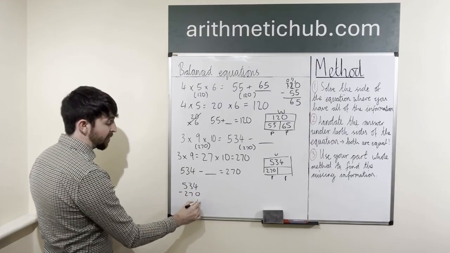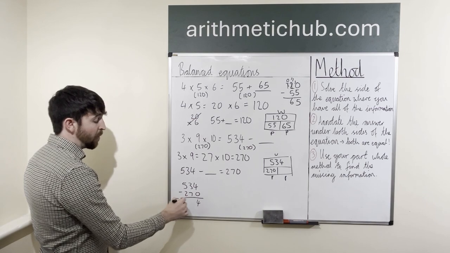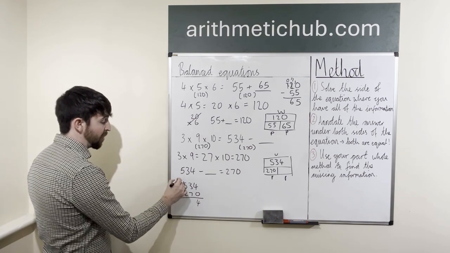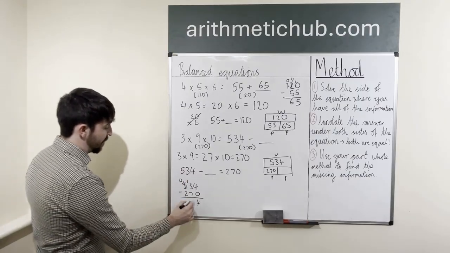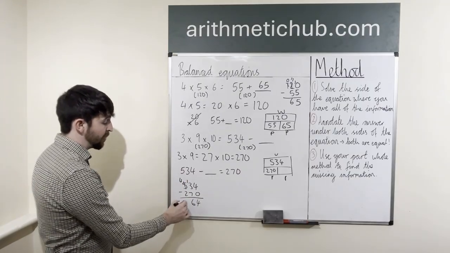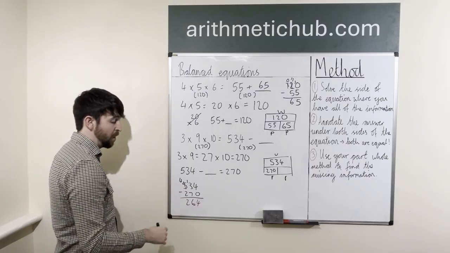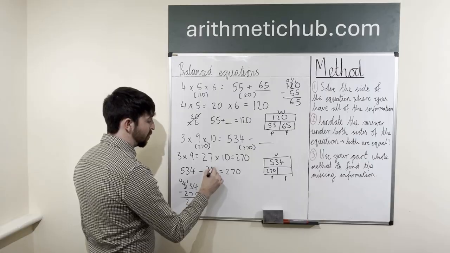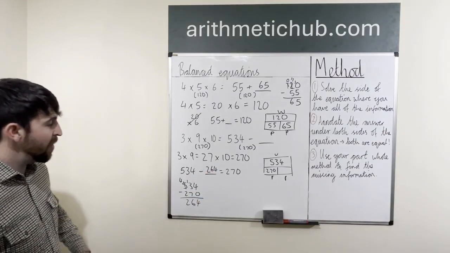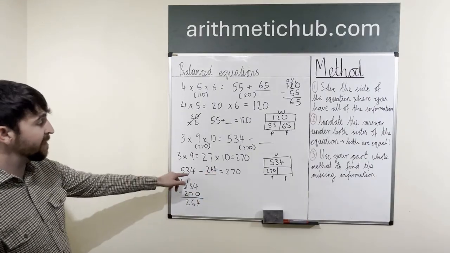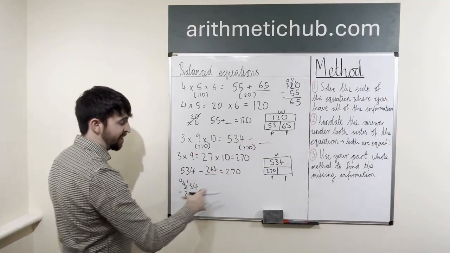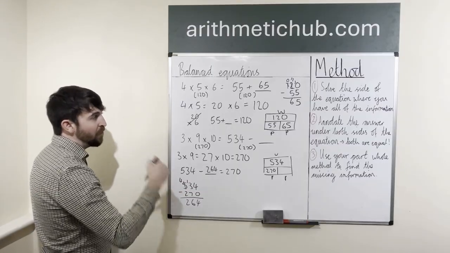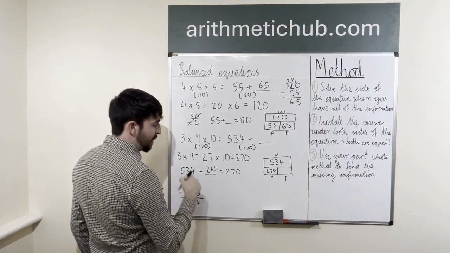4 take away 0 is going to give me 4. 3 take away 7 I can't do, so I need to exchange. 13 take away 7 is going to give me 6. And then 4 take away 2 is going to give me 2. So my answer is going to give me 264. This one, again, I can sort of do with the eye test. I can see that, again, if we're taking 4 away here, then that's going to give me a 0. But rather than just doing this by eye, let's check it.